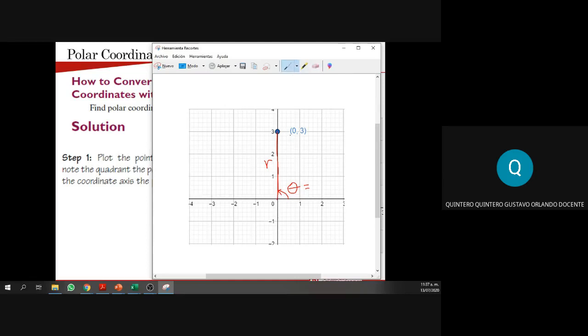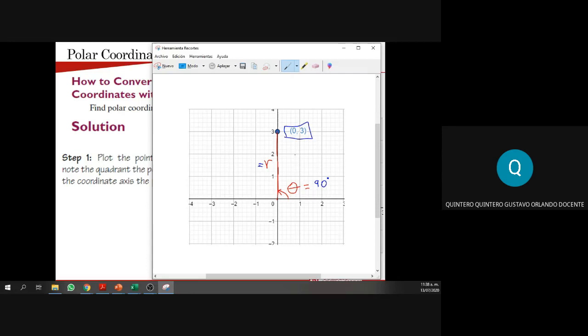So look at that. In this exercise, we are changing from rectangular into polar, and we already know this angle is 90 degrees. We know that from the start, without having to use a calculator or write anything in the notebook, nothing at all. Just by looking at the graph, we know this angle is 90 degrees, right? Cool. But what about the R?